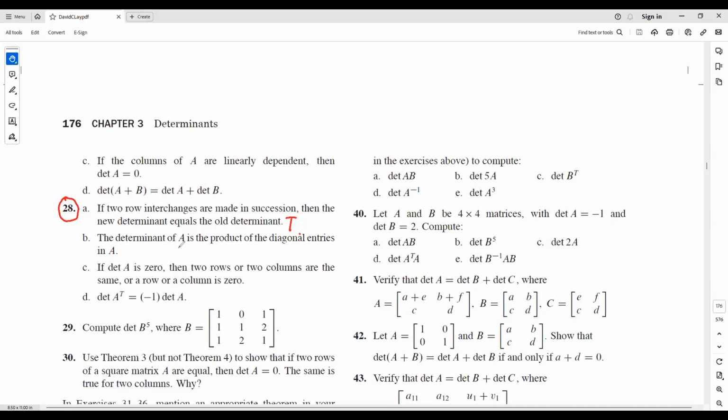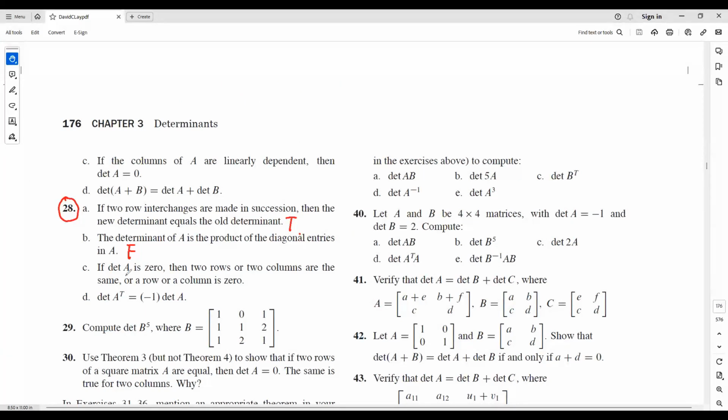B. The determinant of A is the product of the diagonal entries in A. False. Example, the determinant of this matrix equals -1, and the product of the diagonal entries is 1 times 0 times 0 equals 0.